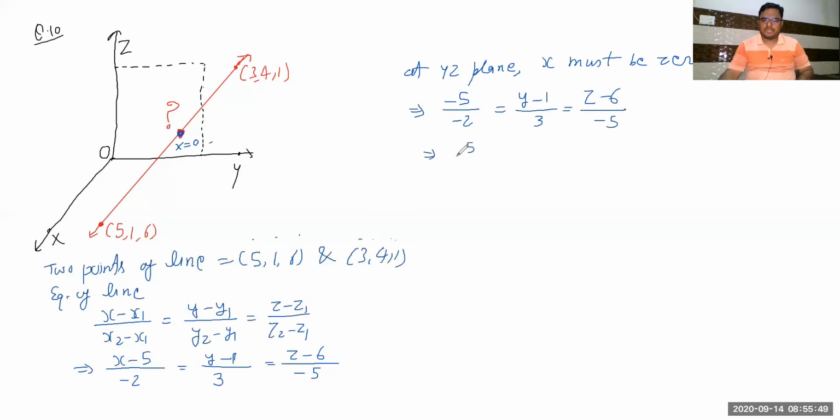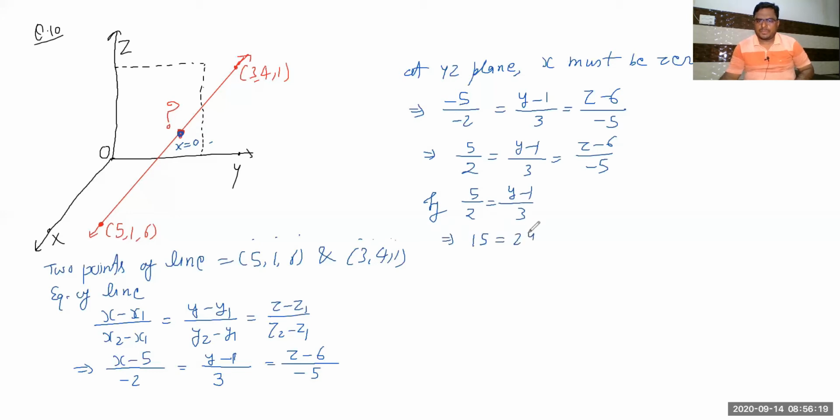This implies that 5 upon 2 is equal to y minus 1 upon 3 is equal to z minus 6 upon minus 5. Now we want to find out the values of y and z, and the value of x is already 0. So if we take first and second term, so if 5 upon 2 is equal to y minus 1 upon 3, do cross multiplication. So 15 is equal to 2y minus 2. This implies that 17 is equal to 2y. This implies that y is equal to 17 upon 2.